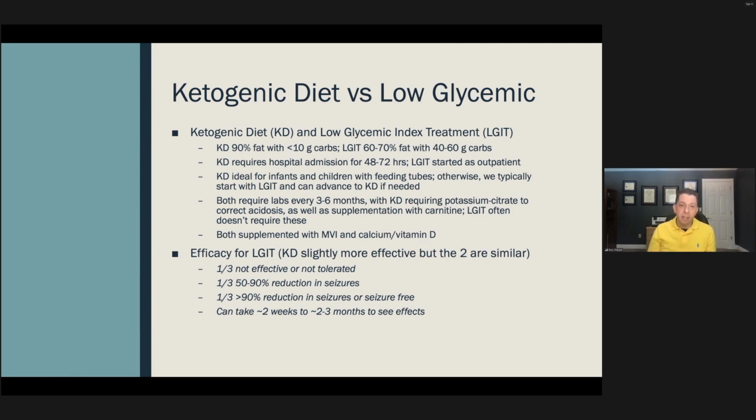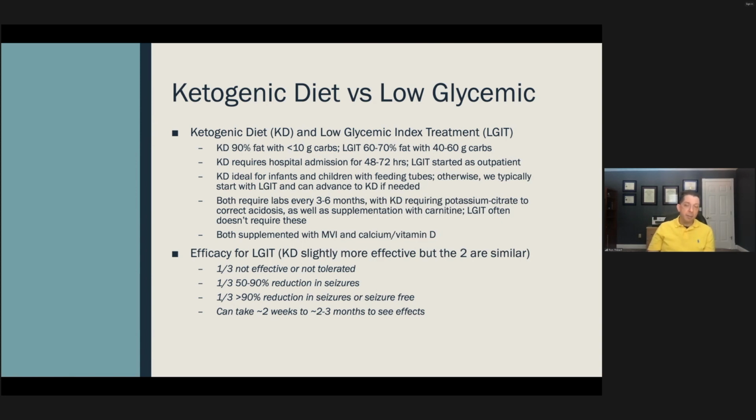And so we check labs every 3 to 6 months. For keto, everyone needs that potassium citrate buffer to help with the acidosis, but we typically have to supplement with carnitine as well. And then for low glycemic, we often don't have to, but for anyone on diet, we typically supplement with multivitamin and calcium, vitamin D. For the low glycemic, the initial studies when they came out, about a third either wasn't effective or tolerated. And then a third had about a 50 to 90% seizure reduction, and a third had 90% or more.